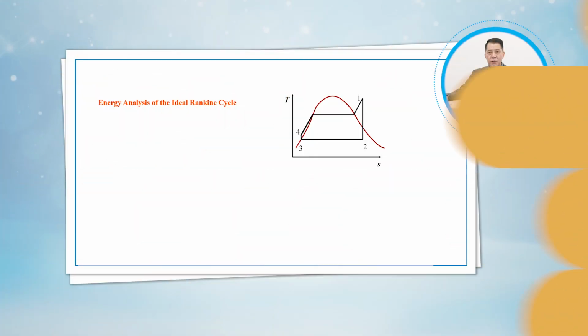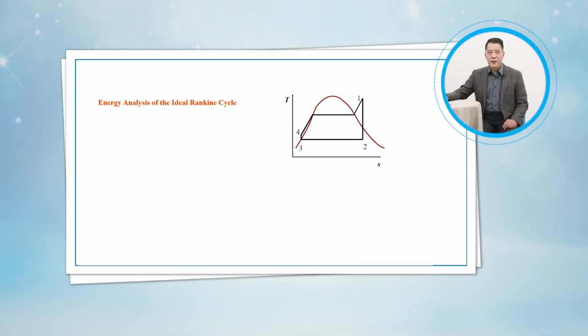The topic of this task is about the energy analysis and the deviation for the Rankine cycle. All four components associated with the Rankine cycle are steady flow devices, and thus all four processes that make up the Rankine cycle can be analyzed as steady flow processes.